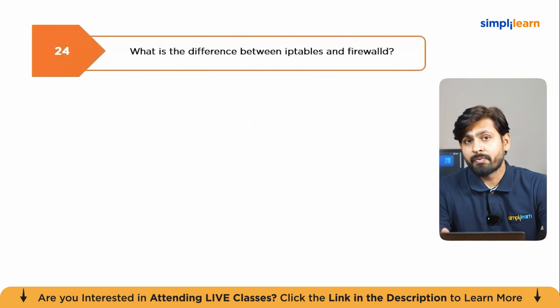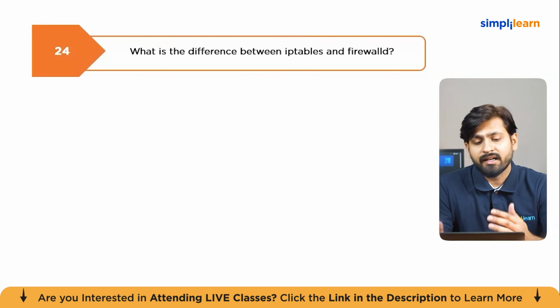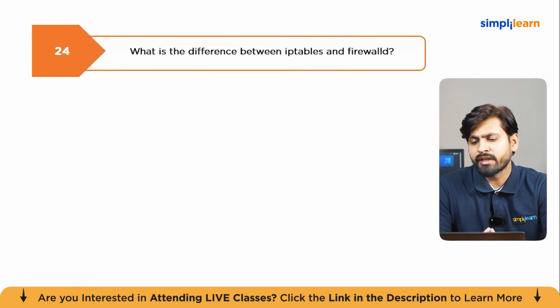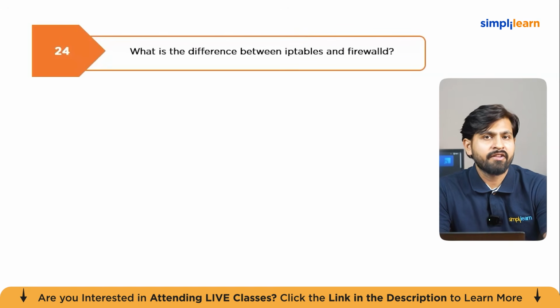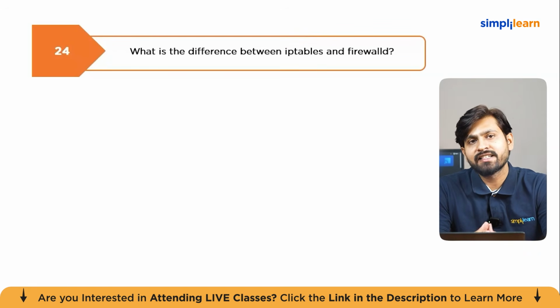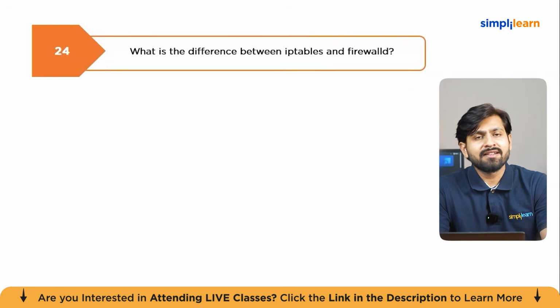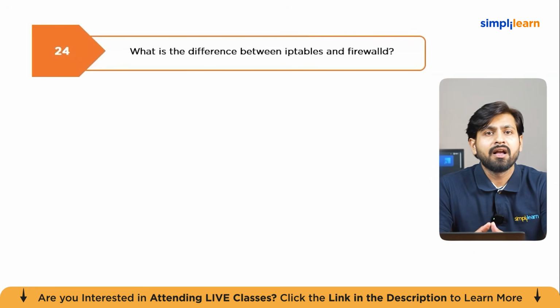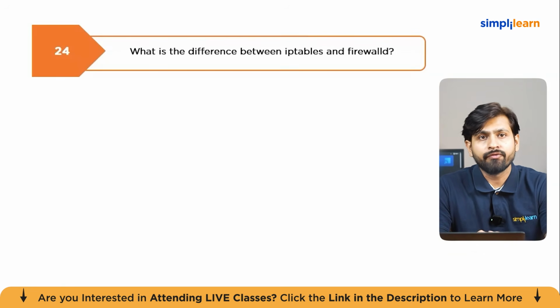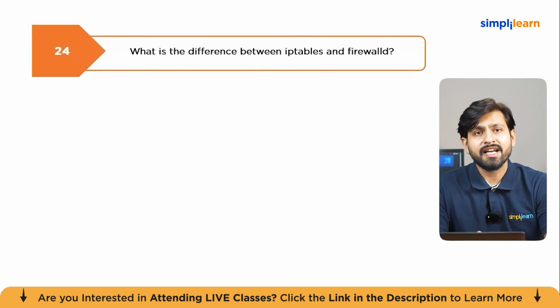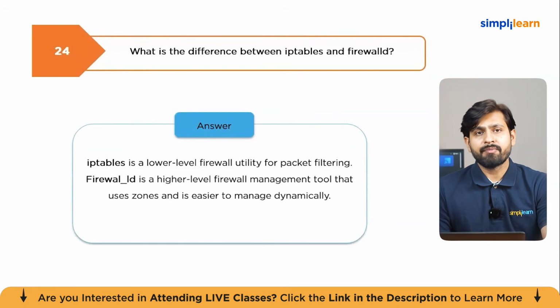Now the next question is pretty interesting, guys. We go in the direction of networking. Now the question is, what is the difference between iptables and firewalld? I want you to take time, recall what you have studied in networking. So the answer for the same is, see, iptables is a lower level firewall utility for packet filtering, and firewalld is a higher level firewall management tool that uses zones, and it is easier to manage dynamically. So this is about iptables.